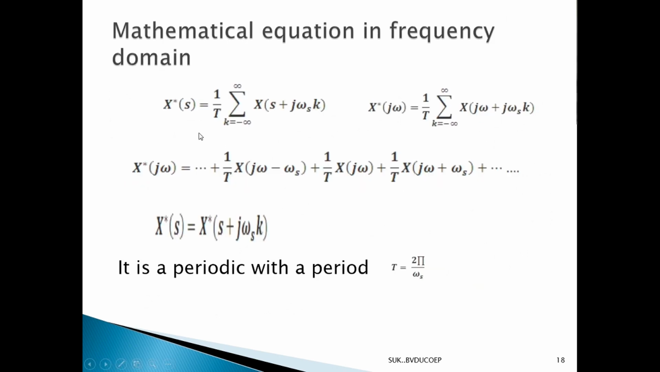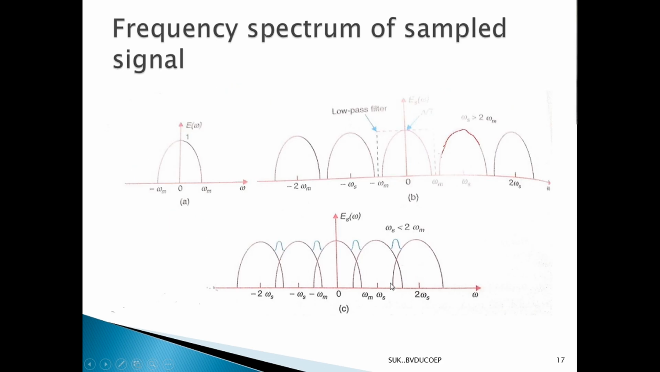And this is the mathematical equation from the Fourier transform. It is written in the frequency domain. Substitute s equal to j omega, and here it is shown X(j omega) plus this, and this is the frequency spectrum we showed. So this is in between omega minus omega s by 2 and omega s by 2. This sampled signal spectrum is periodic with period 2 pi by omega s. This is what is shown.